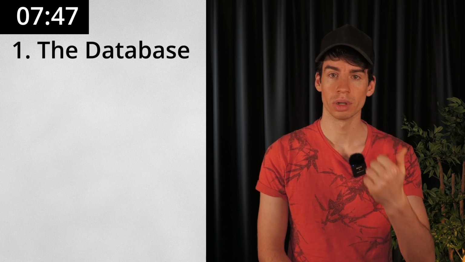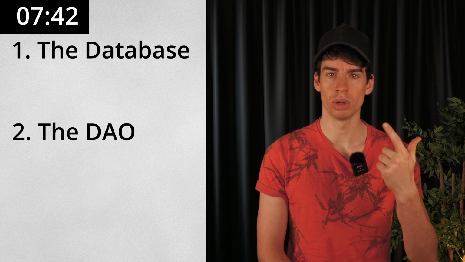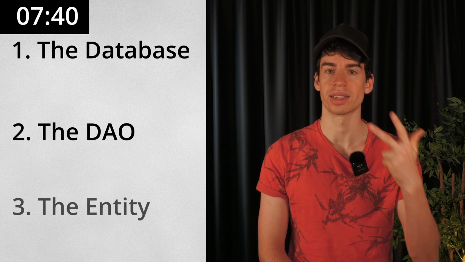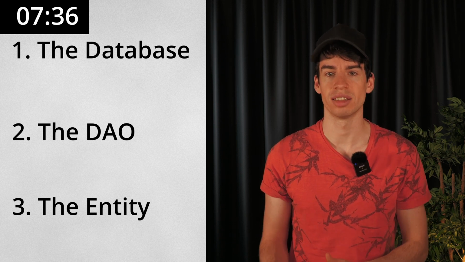To implement Room, we have three major classes we have to write. We need the database itself, of course. We need the data access object, often abbreviated by DAO, and we need the data class defining the structure of the row. And we call this the entity. Now let's start with this entity.